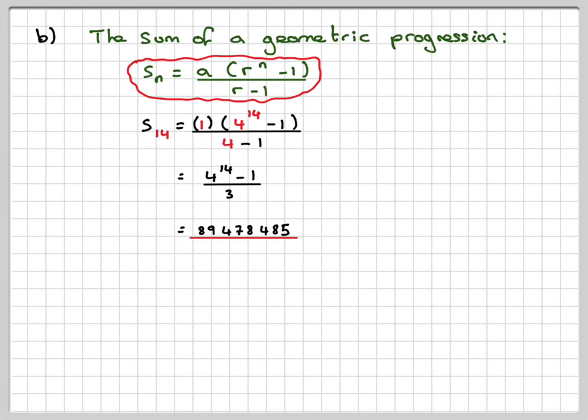89,478,485. So this has been a video to show you how to find the number of terms in a geometric progression and the sum of the given geometric progression. I hope you've understood, and I thank you very much for watching.